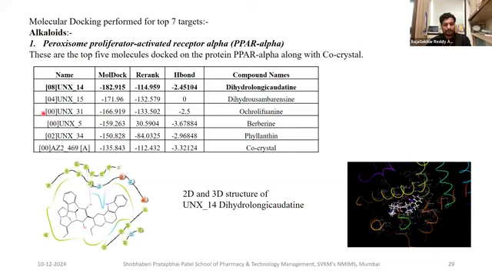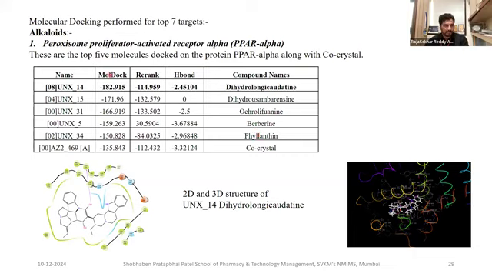And here I am showing you a number of slides. This is about docking data, in comparison with the co-crystallized ligand. I'll show you 3-4 slides quickly. Alkaloids: among that, I am showing only the 5 top alkaloids which are better than the co-crystallized ligand.